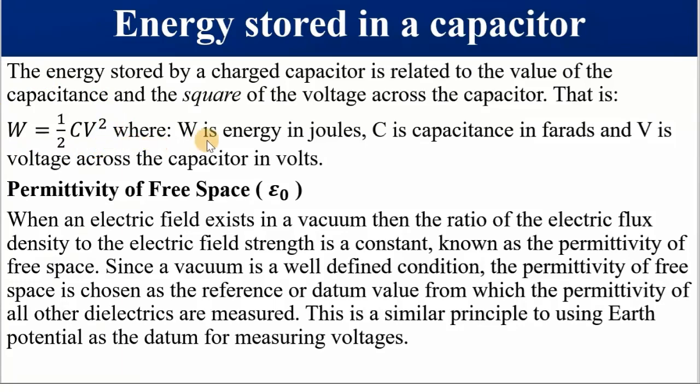Where W is energy in joules, C is capacitance in farads, and V is the voltage across the capacitor in volts. This is the way you can calculate the energy stored in a capacitor. Simply half CV squared. A relook at permittivity of free space, epsilon naught.